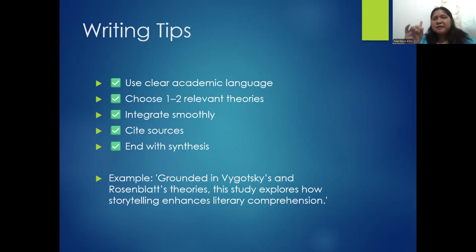So always use clear academic language. That's very important. You don't need to use highfalutin or high-sounding words. Just be academic, not a high-sounding type of language. You can only choose one, two, or three relevant theories. In our case, we use one anchor theory and two supporting theories, and then integrate them smoothly. Never forget to cite the sources where you got them from, and always end with synthesis.